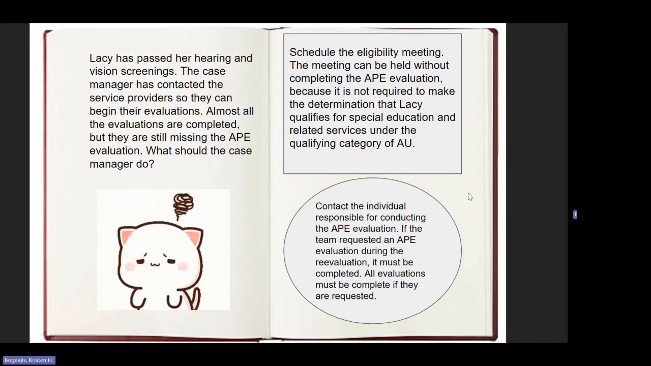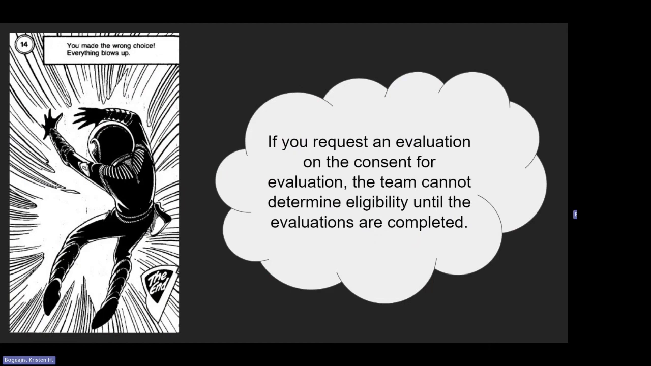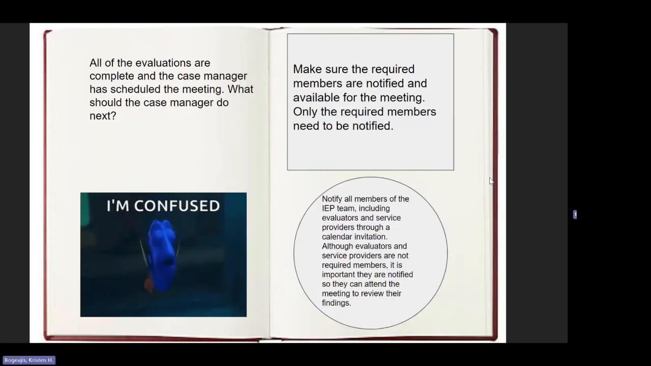If the team requested APE, it must be done. If you request an evaluation on the consent for evaluation, the team cannot determine eligibility until the evaluations are complete. So whatever you request, you have to get it done before you meet. All of the evaluations are complete and the case manager has scheduled the meeting. What should the case manager do next?